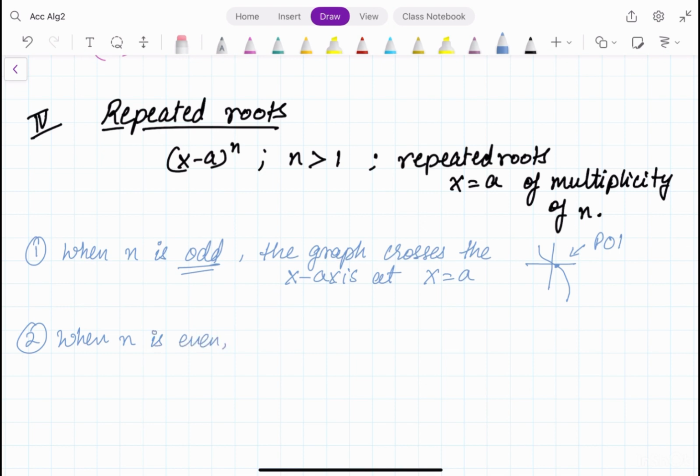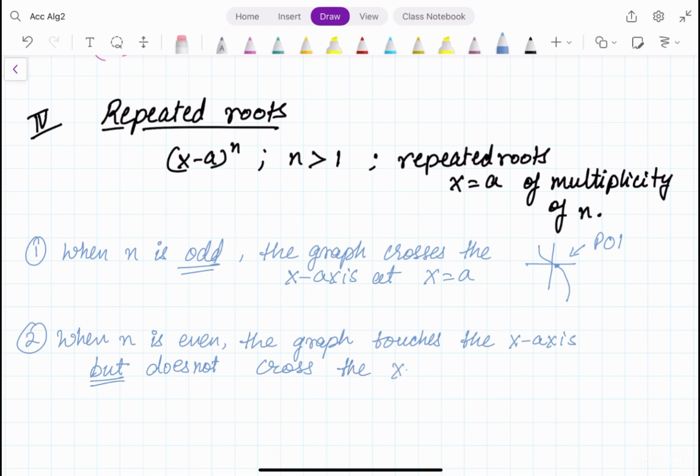So when n is even, the graph touches the x-axis. Remember, it will just touch the x-axis. It will not cross the x-axis. I have shown you the two graphs earlier when we started the video. If you don't remember, then go back to the video and see. So this is very, very important, that it will not cross the x-axis. It will just touch the x-axis at x is equal to 0.